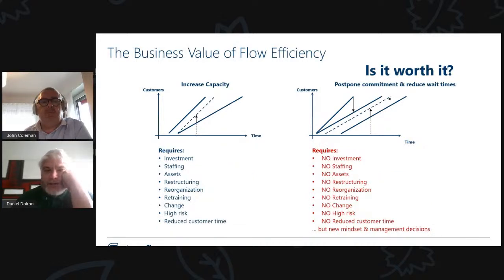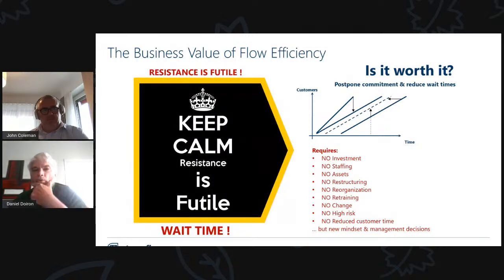So you've got a choice: increase capacity with investment, staffing, assets, restructuring, reorganization, and so on, or no investment, no staffing, no nothing, just a new mindset and a new way of making management decisions by postponing commitment and reducing wait times. So really, resistance is futile when you understand this. You've got to go for wait time. You've got to kill that wait time.